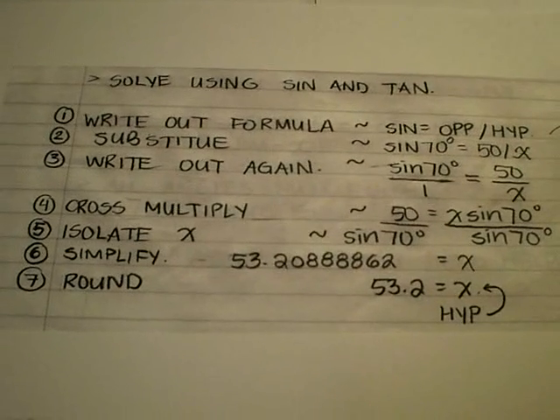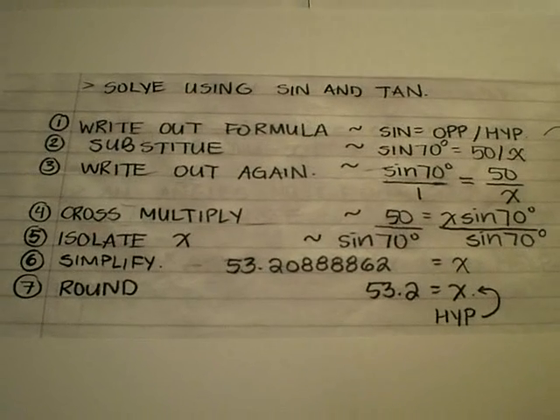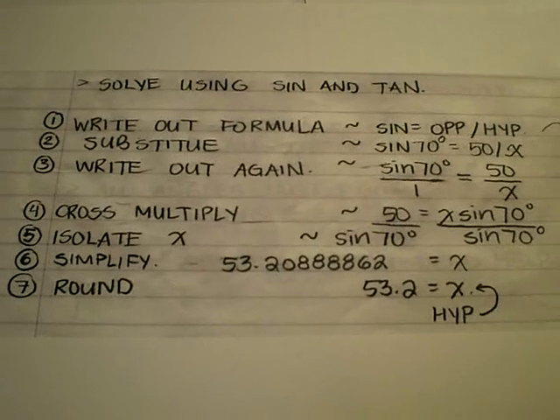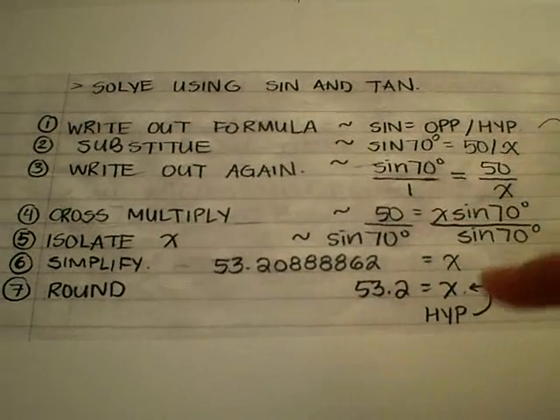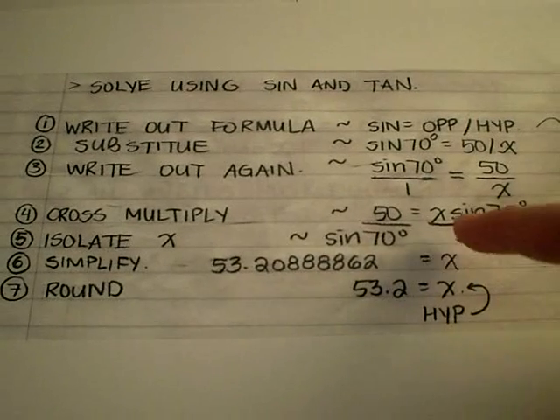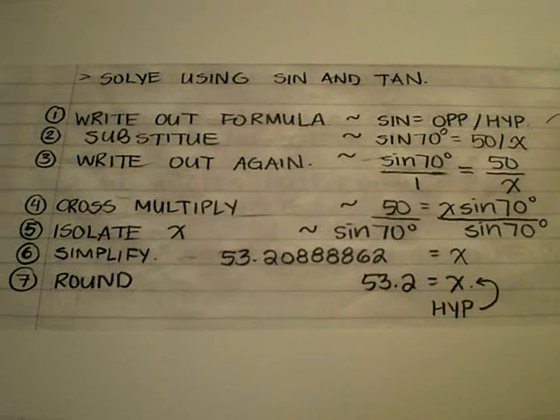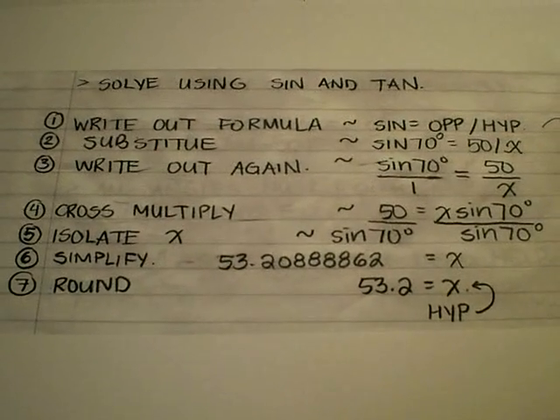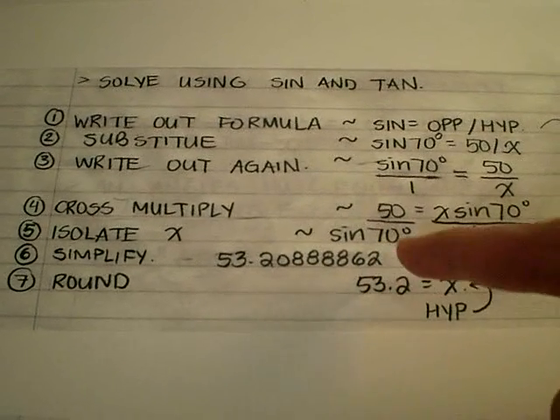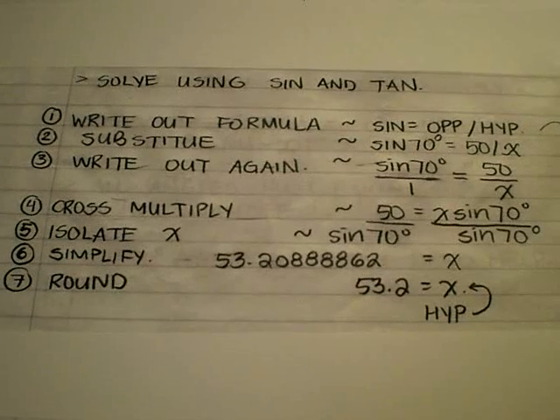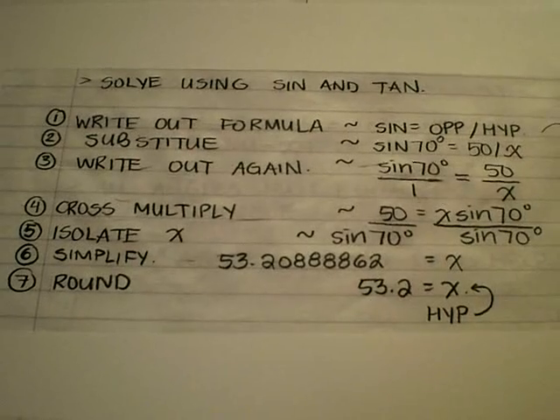Now, when dividing 50 with the sine of 70, make sure you use your calculator. Now, this is when it gets a little tricky as well. Here we're left with dividing 50 with the sine of 70. It is easy to divide x sine of 70 with sine of 70 because that just leaves you with x. So that's the easy part. After using your calculator, you should get the answer of 53.2088862. The next step is rounding. After rounding, you should get 53.2, and there you have it, your hypotenuse side.